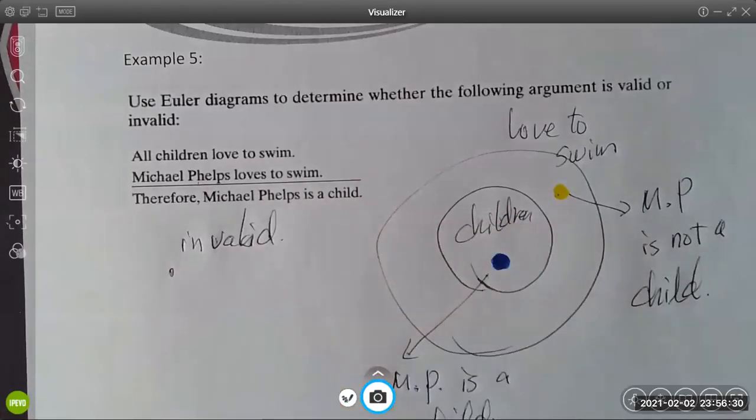So I hope through these examples and explanations, you have a better understanding about how to use a Euler diagram to determine the validity of an argument.